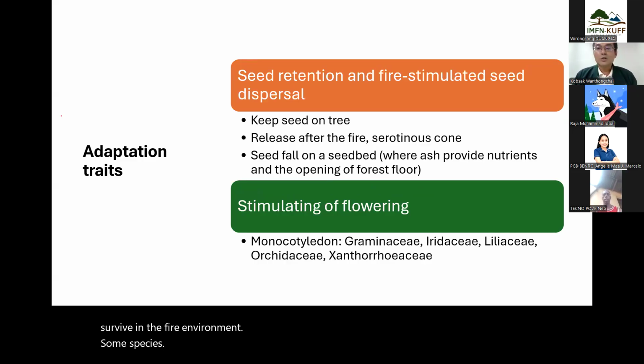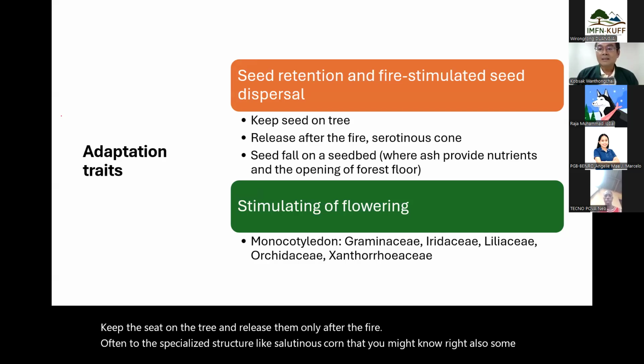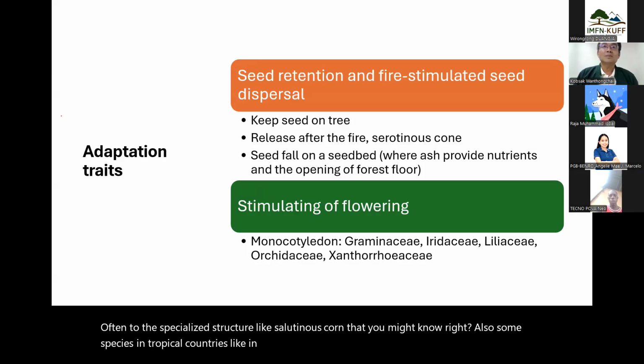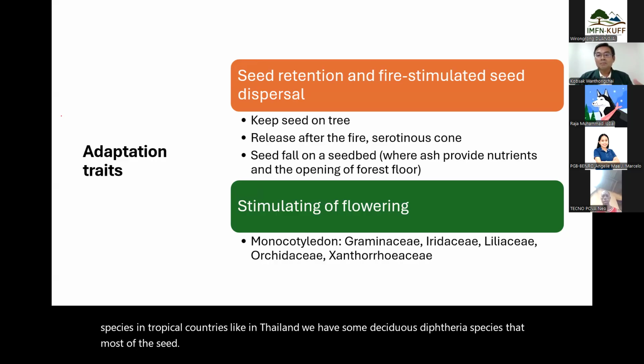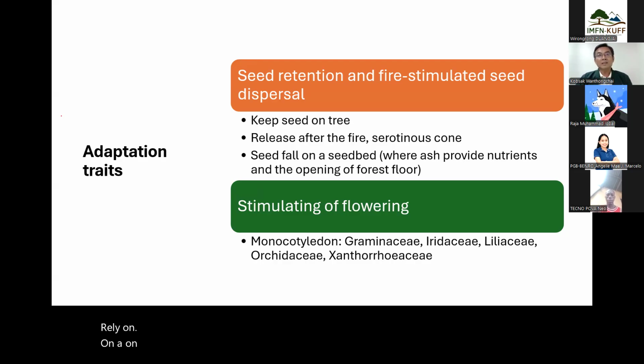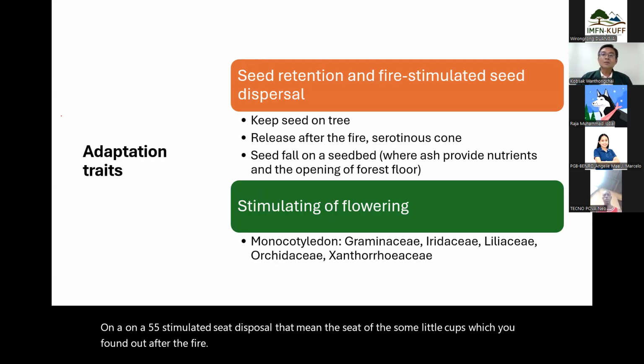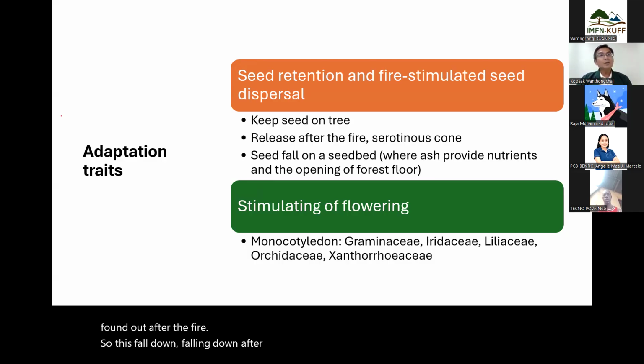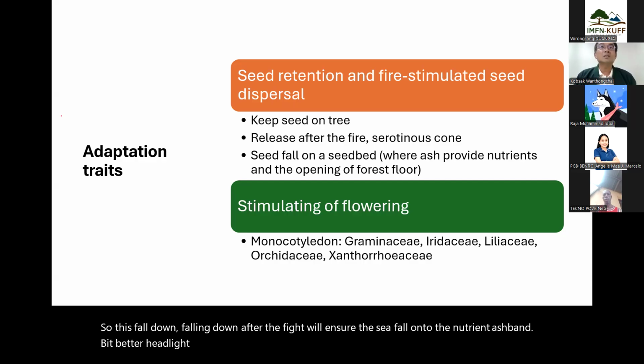Some species show seed retention and fire-stimulated seed dispersal. These plants keep the seed on the tree and release them only after the fire, often through specialized structures like serotinous cones, which you might know. Also, in tropical countries like Thailand, we have some deciduous dipterocarp species whose seed dispersal relies on fire. The seed of some dipterocarp species will fall down after the fire, ensuring the seed falls onto a nutrient-rich ash bed with better light and space for germination.